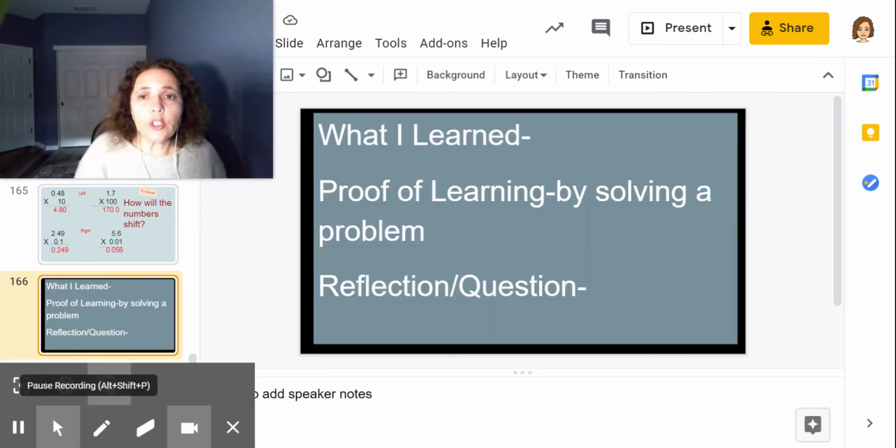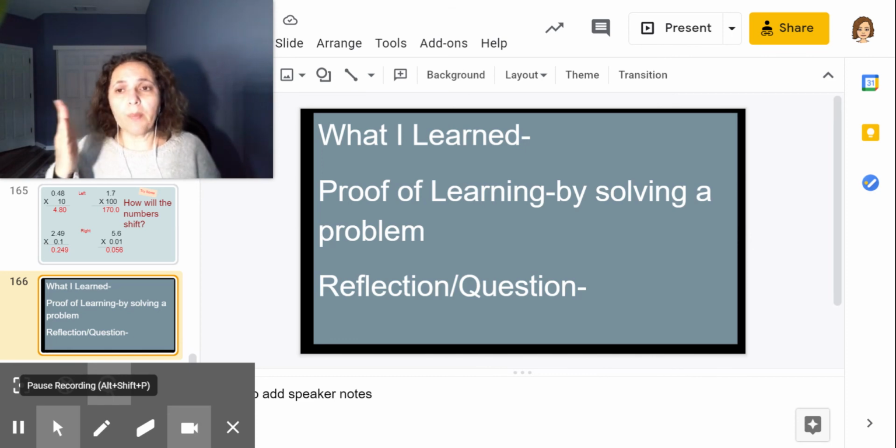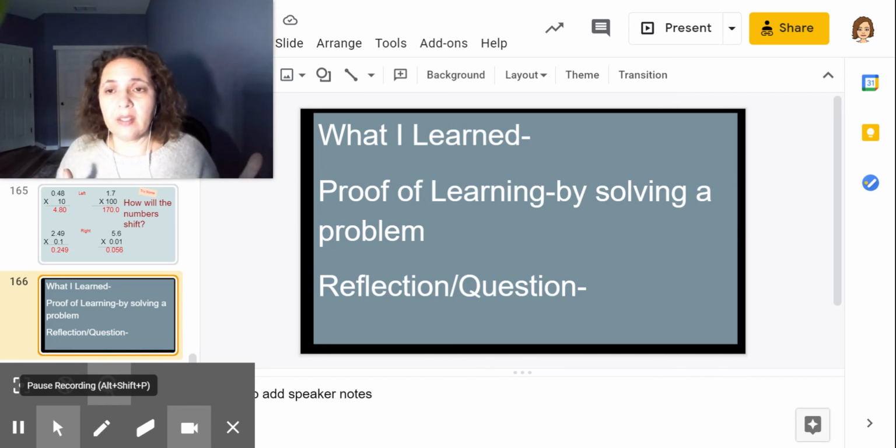All right, so write down what you learned. Do a proof of learning by solving a problem. Maybe multiply 1 by 10 and then the other one by 1/10 and notice what happens. Or multiply it by 100 and 100ths and see what happens. And then write a reflection or a question.